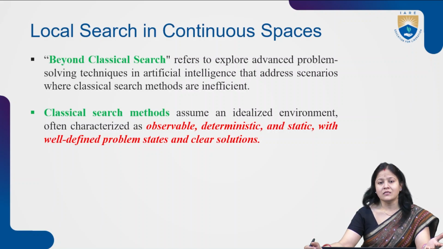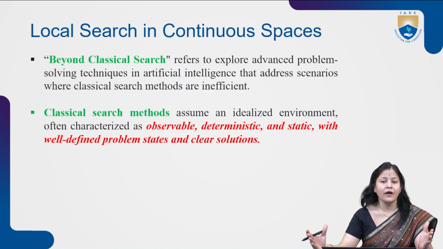But beyond classical search means if the state space is too large or a number of iterations are required to explore the path or to find the optimized result, then we can go for beyond classical search. That beyond classical search is nothing but our local search, where the information about the state space or the environment will not be known to the agent in advance. So while exploring the environment, the agent has to perceive the information from the environment, as well as adapt to the situation, and it has to find the optimal solution.